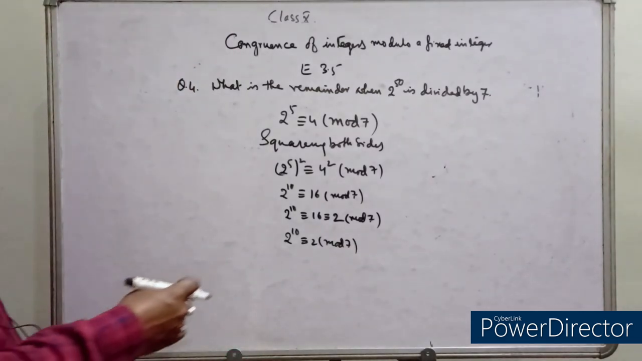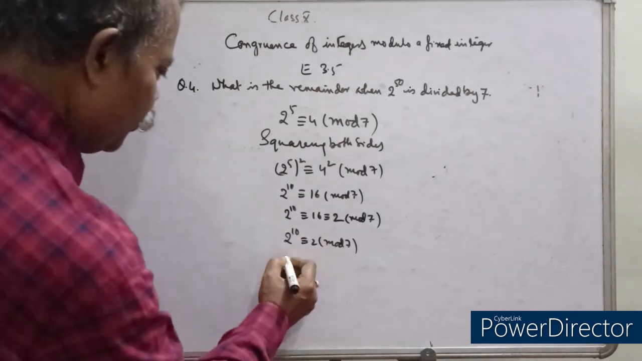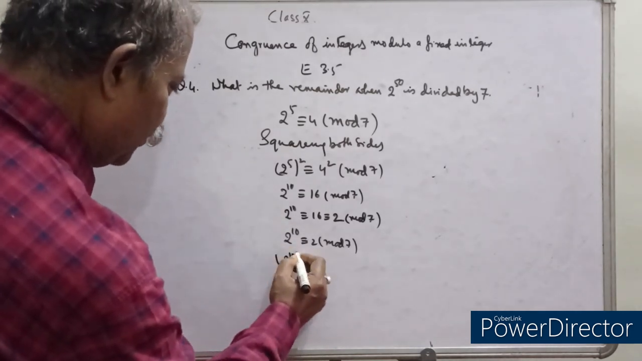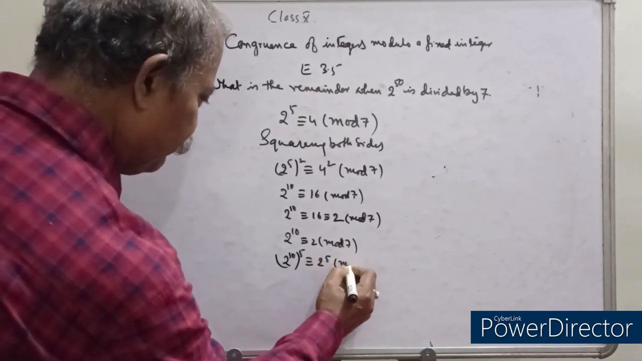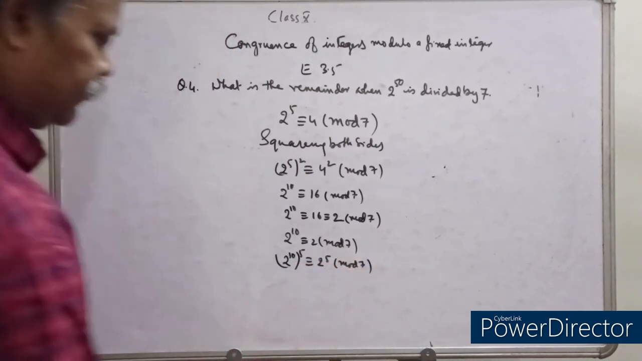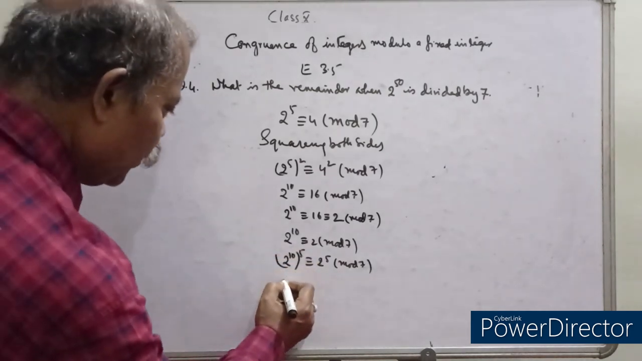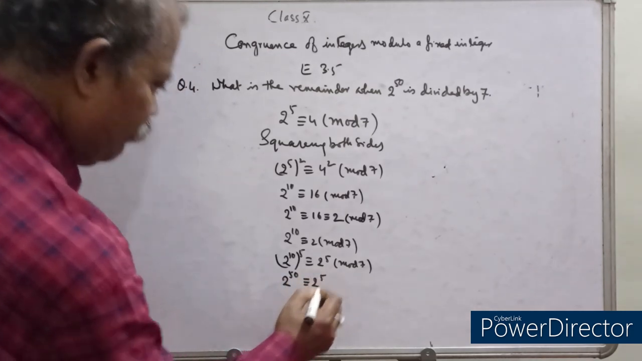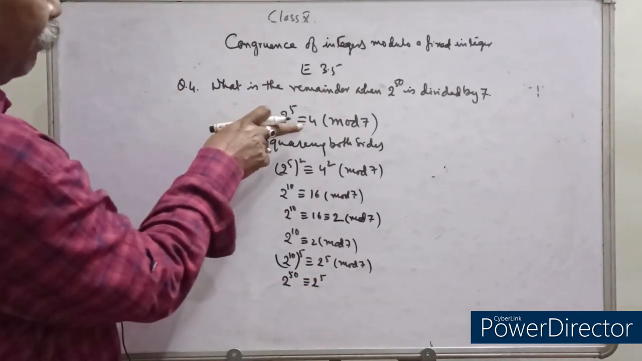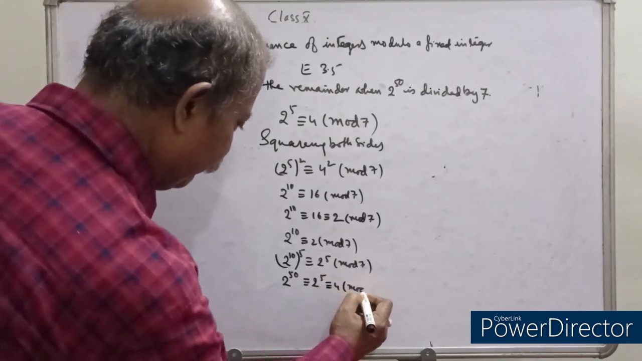Now I take this to the whole power 5 on both sides. So here, 2 to the power 10 to the whole power 5 is congruent to 2 to the power of 5 mod 7. There is no problem with this. So 2 to the power of 50 is congruent to 2 to the power of 5, and 2 to the power of 5 is congruent to 4 mod 7.